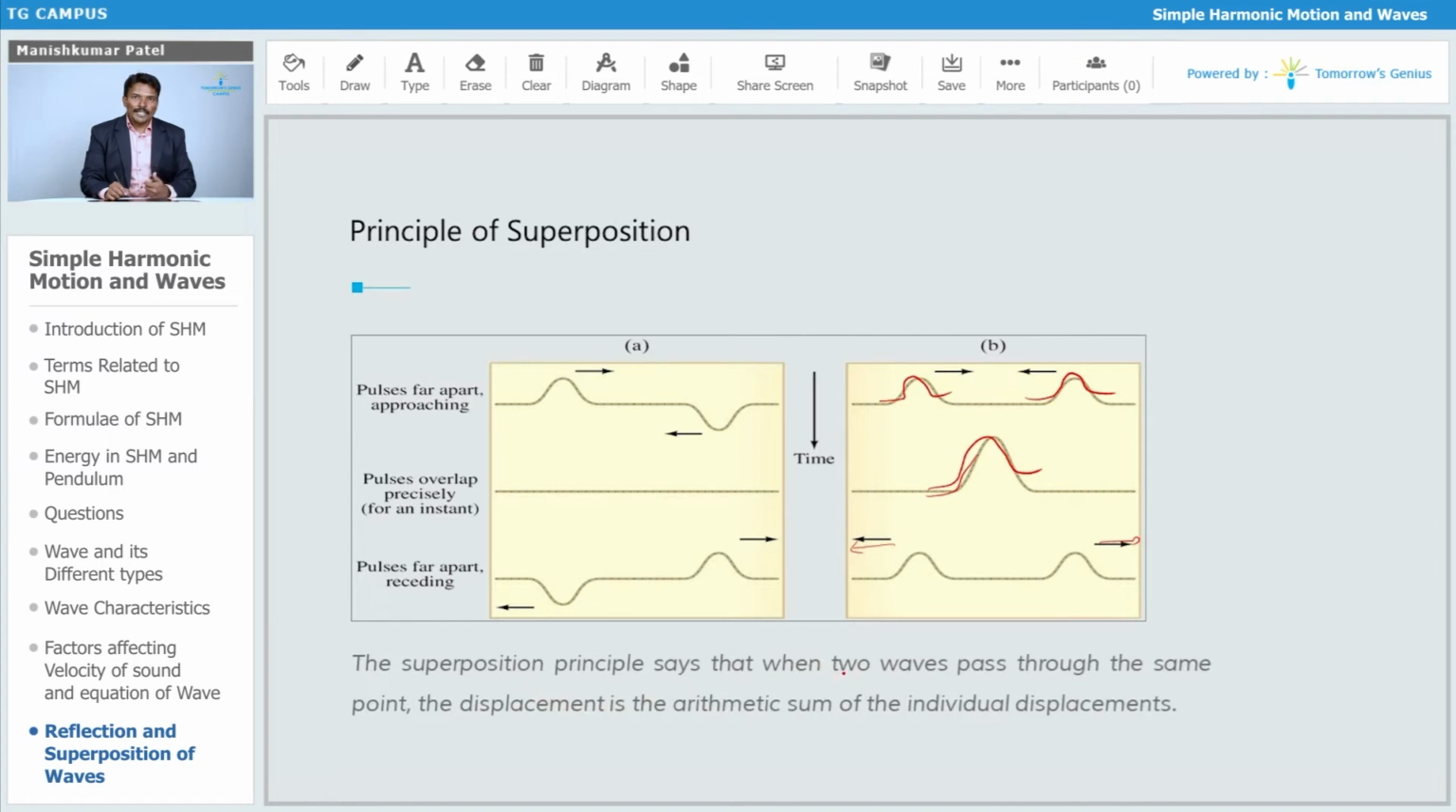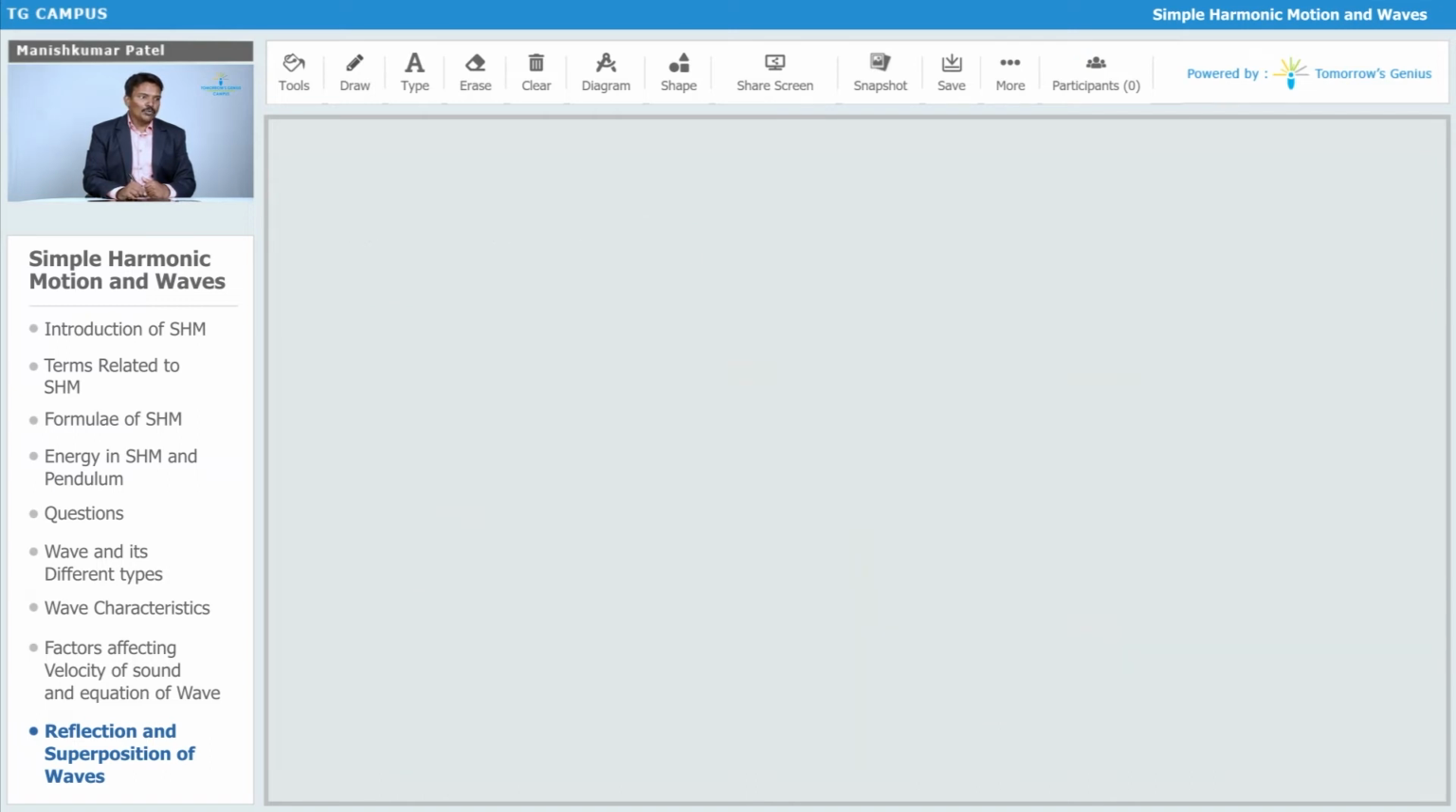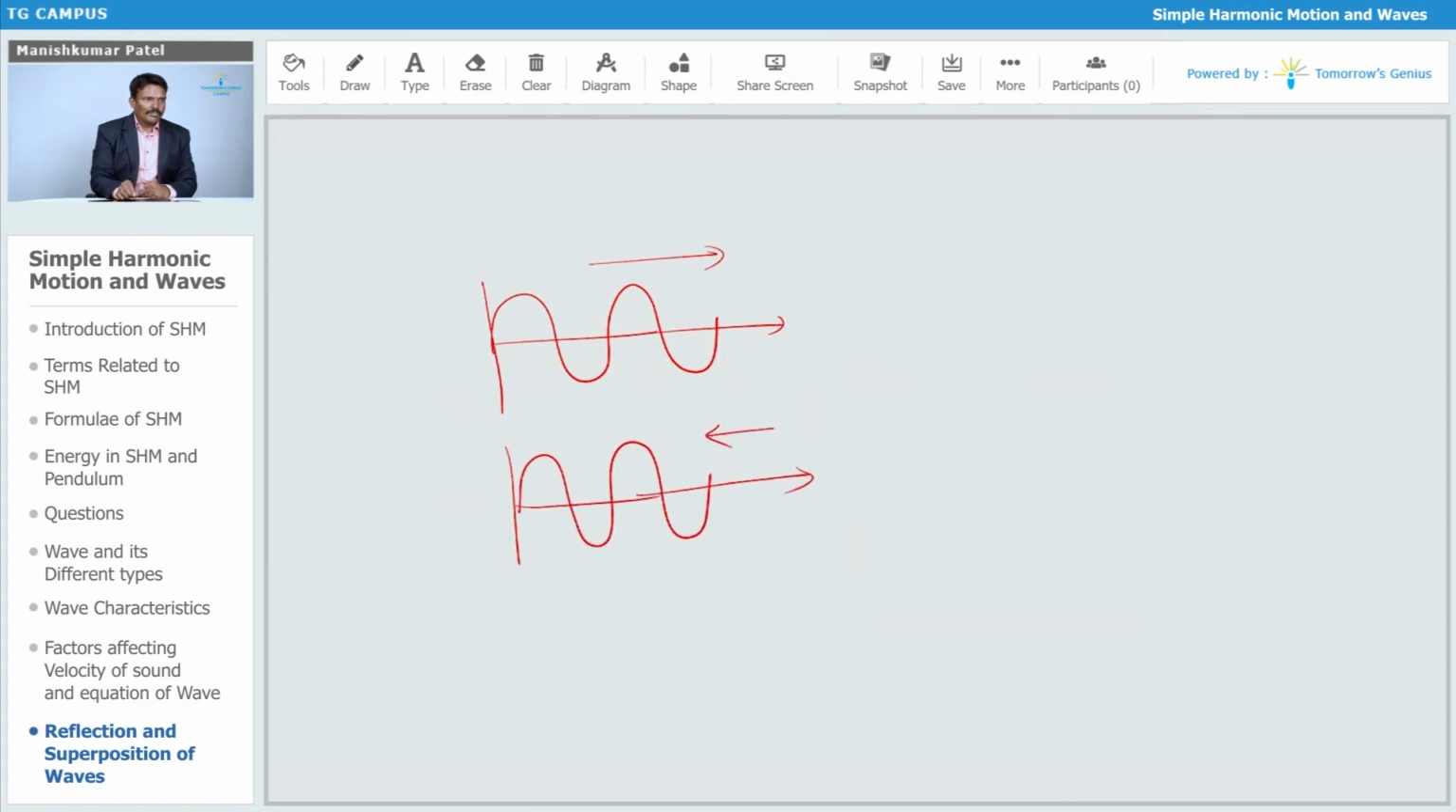At a particular point, you have to calculate the individual displacement produced by each wave, then do the vector addition, and you will get the resultant displacement at that point. Let's say this wave is moving towards the right side, and this other wave is moving on the left side. Consider any one point. They are going to overlap, which will produce varying intensity or amplitude.